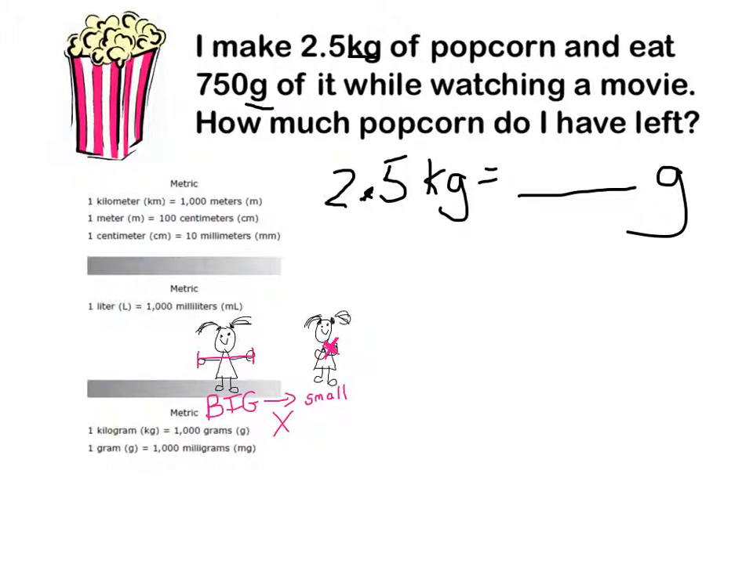So remember, we're going from a bigger unit to a smaller unit, and I can just check my chart here, and we have the bigger unit over here on the left, and it's going to a smaller unit, so that means we're going to be multiplying. So if I look at my chart here, 1 kilogram is equal to 1,000 grams, so that means I'm going to be multiplying by 1,000.